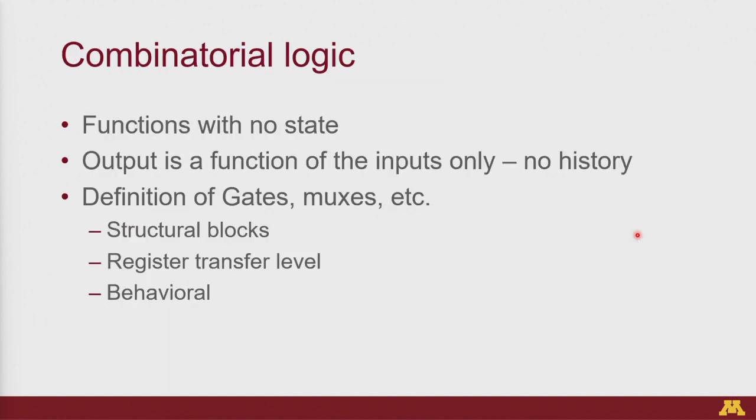So now that we've looked at blocking and non-blocking, we'll look at the different kinds of logic we can have. The first kind is called combinatorial logic. Combinatorial logic just means any logic which does not preserve the state of the system. The simplest example you can think of is logic gates, right? An AND gate, an OR gate, let's say an XOR gate. They do not need to know the memory of the system. All they need to know is the current set of inputs. And you can define it in three different ways: structural, register transfer level, and behavioral.